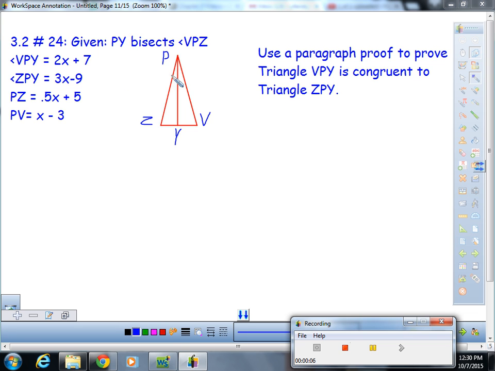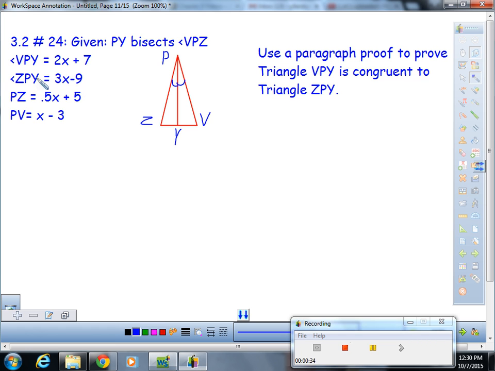Okay, this is problem 24 from section 3.2. We are given that PY bisects angle VPZ. So we know that is congruent to that. It says use a paragraph proof to prove that triangle VPY is congruent to triangle ZPY, and this is the information we're given.